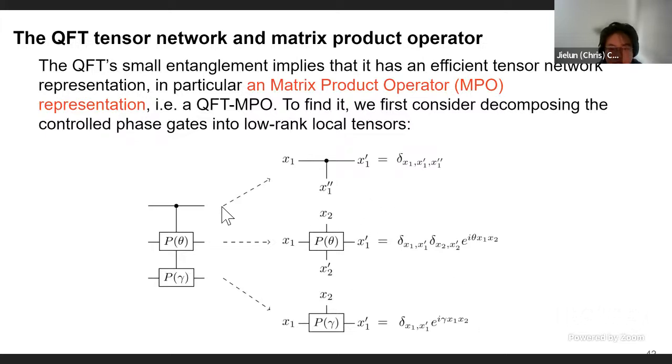I won't talk in detail, but essentially you can think of this controlled phase gate as a copy tensor and two phase tensors. This copy tensor takes all three inputs and only evaluates to one when the three inputs are the same. This phase gate only gives a phase when the top index and the horizontal index are both one, and these other phase tensors give a phase only when x1 and x2 are both one.